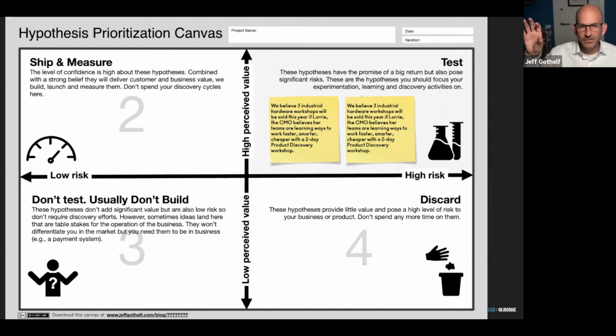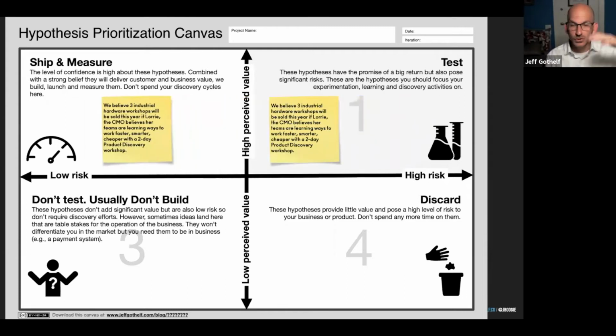Now, if a hypothesis lands in the top right-hand corner where it's high risk and high value, our goal is not to let it sit there too long, right? Our goal is to start to test those hypotheses and hopefully reduce the risk on some of them so we can shift them over to box number 2. In box 2, we've reduced the risk on the hypothesis. We still believe that it's valuable. So at this point, we're going to build it, we're going to ship it, and we're going to measure it. We're going to make sure that it lives up to our expectations, but we've tested it enough to warrant investing in it and building a full software solution to it.